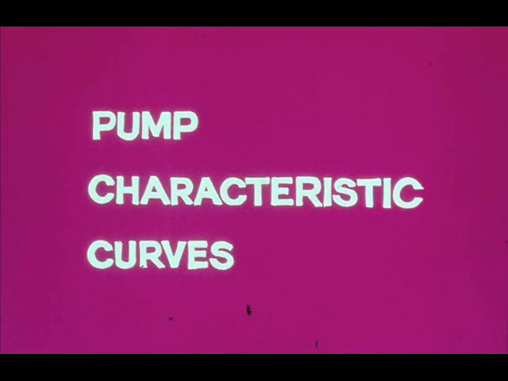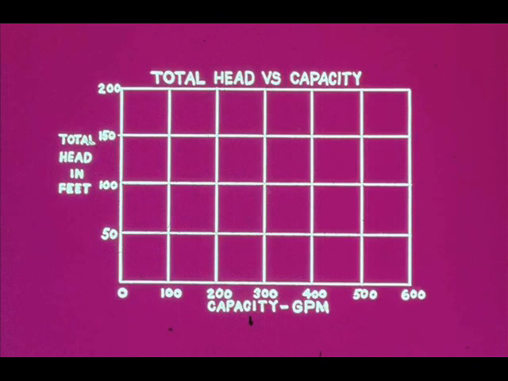Now we're going to review pump characteristic curves. These curves tell us how a particular pump will operate under various conditions. Let's make one again. First, let's develop the total head versus capacity curve. The vertical scale on this chart shows total head in feet. The horizontal scale shows the pump capacity in gallons per minute.